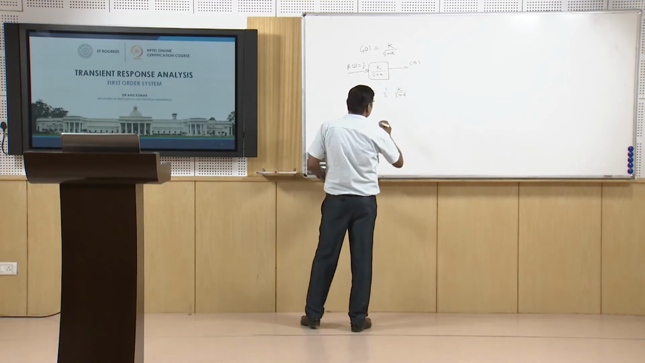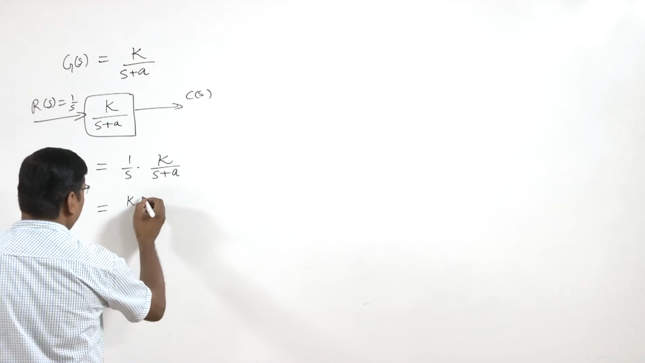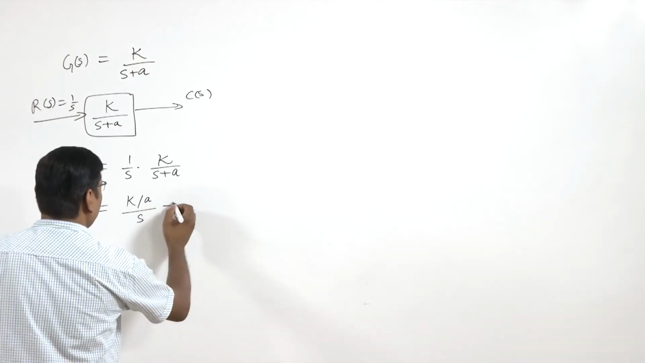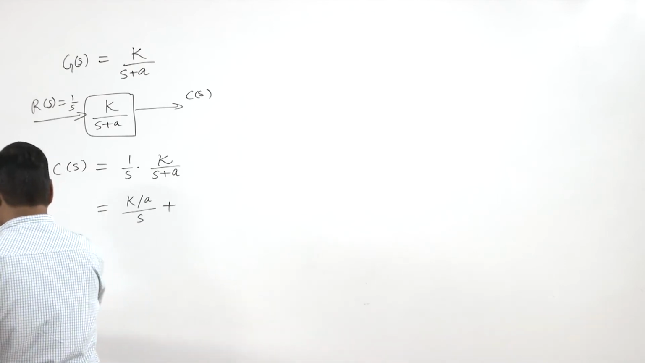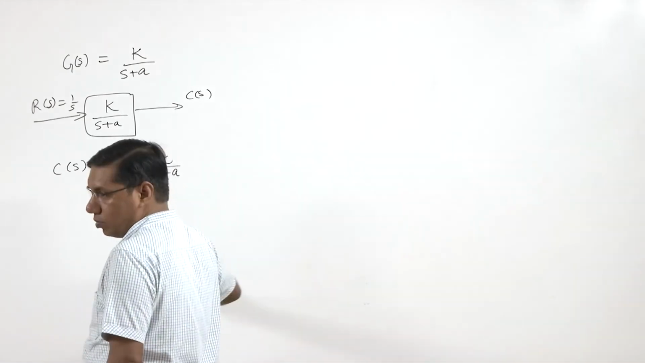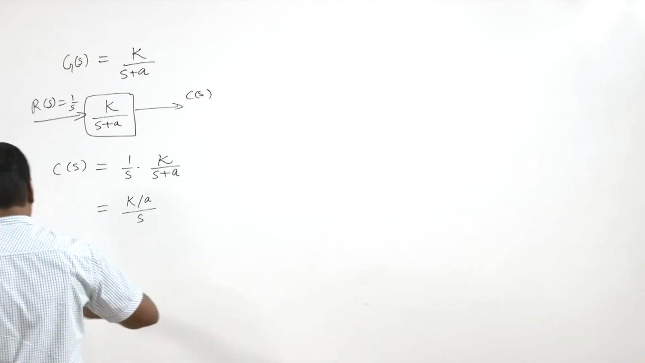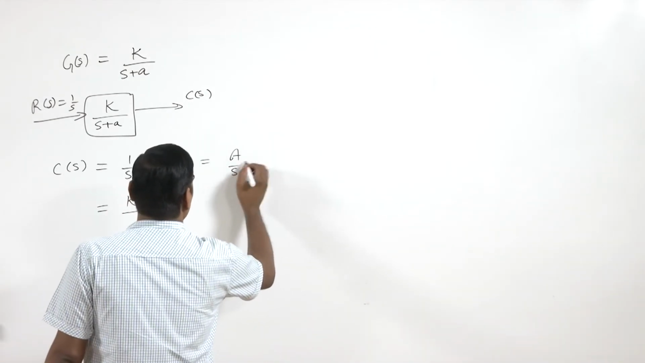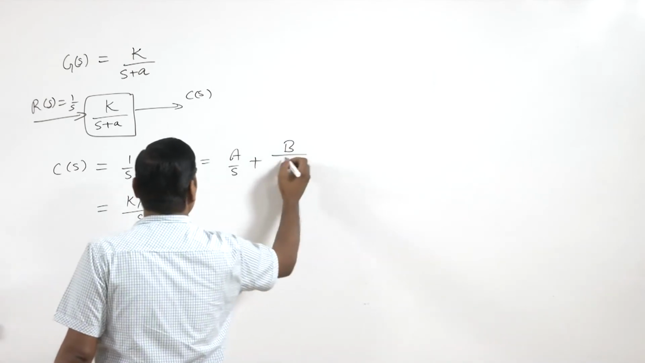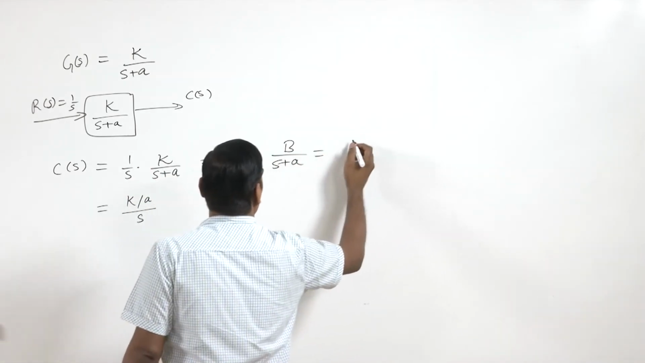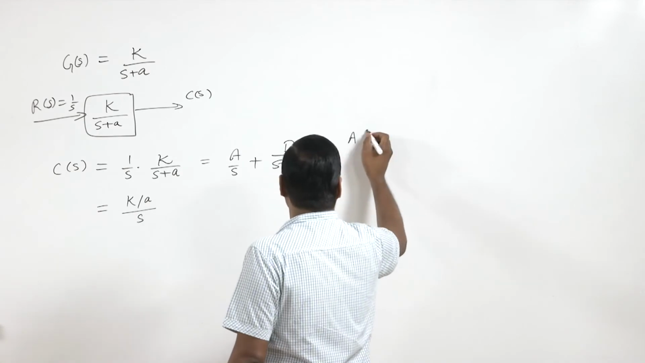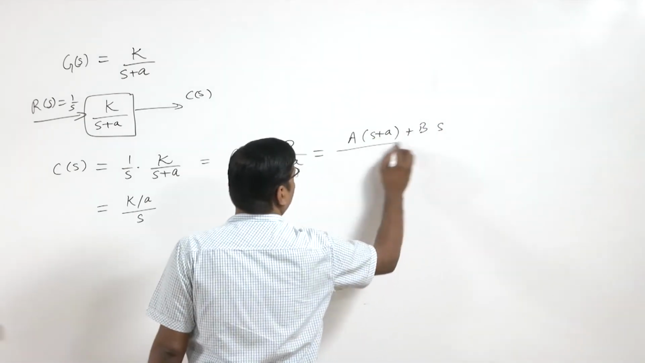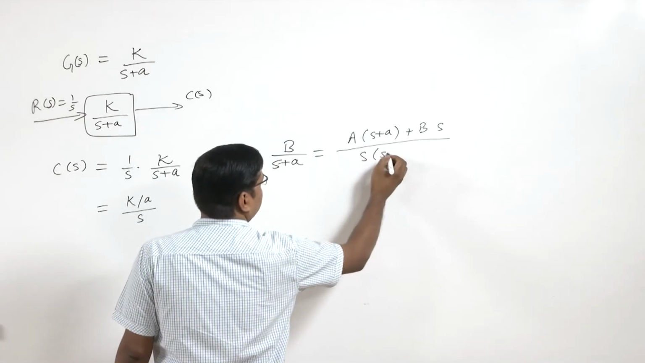So this we can write as k by a upon s plus, so here we have a by s plus b by s plus a. So we can write a(s plus a) plus b s by s(s plus a).